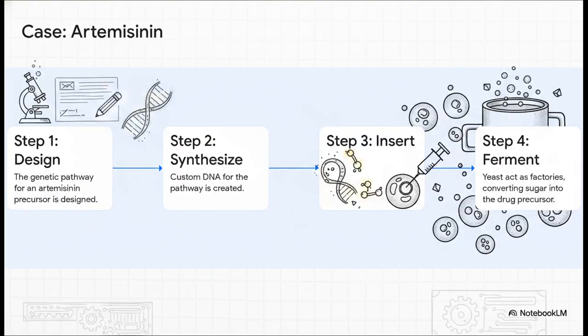Okay, so how does this actually work in the real world? Let's take a great case study, an anti-malarial drug called artemisinin. The old way was to extract it from a specific plant, which was slow and really expensive. But with SynBio, scientists basically designed the genetic recipe from the ground up, synthesized that DNA, and popped it into yeast. And now they can brew this life-saving medicine in huge vats, kind of like making beer. The result is a cheaper, more reliable supply of a critical drug.